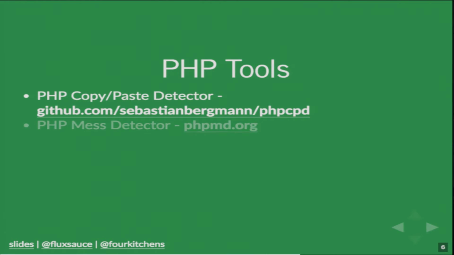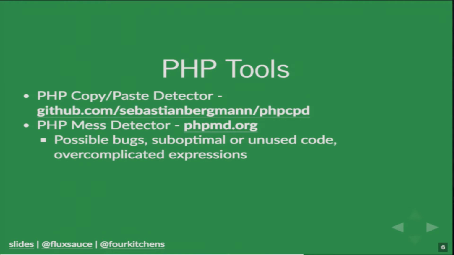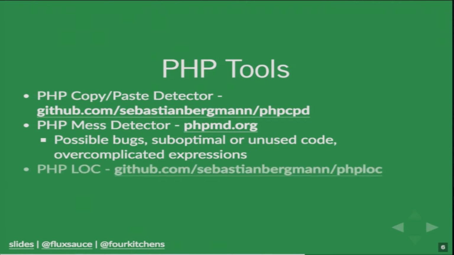It's available on GitHub. PHP Mess Detector will check for things such as possible bugs, suboptimal or unreachable code that exists, or overcomplicated expressions. So if you have an if and that nice little wedge-shaped piece of code, it'll yell at you and say, please don't do that. That's not a good idea.